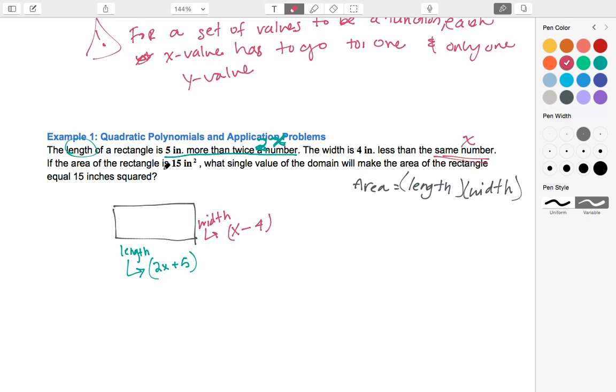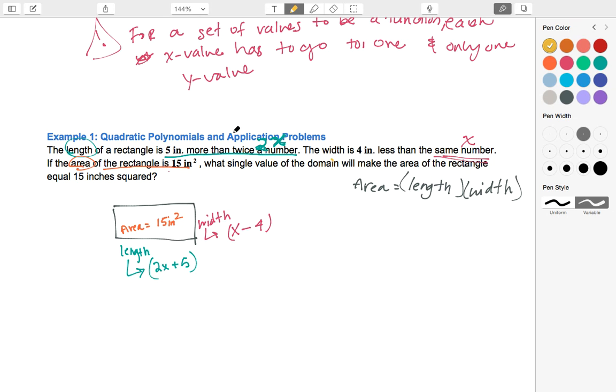If the area of the rectangle is 15 inches, okay, let me pause right there. The area of the rectangle, they gave that to us already. So the area is what's inside, and it's 15 inches squared. Great. That's all I can do with that. And then this is the main thing. This is kind of weird. What single value of the domain will make the area of the rectangle equal 15 inches squared?